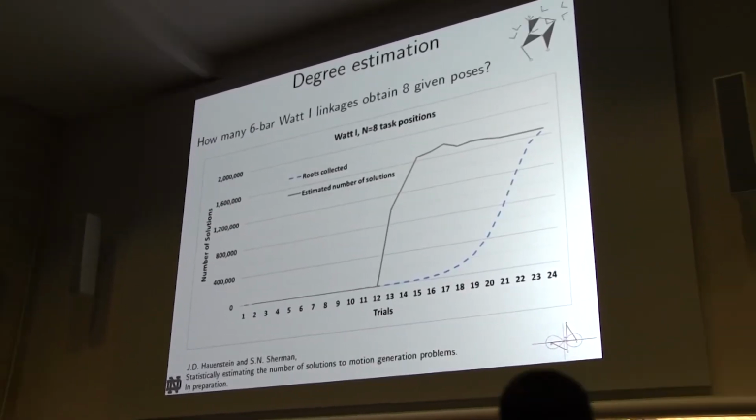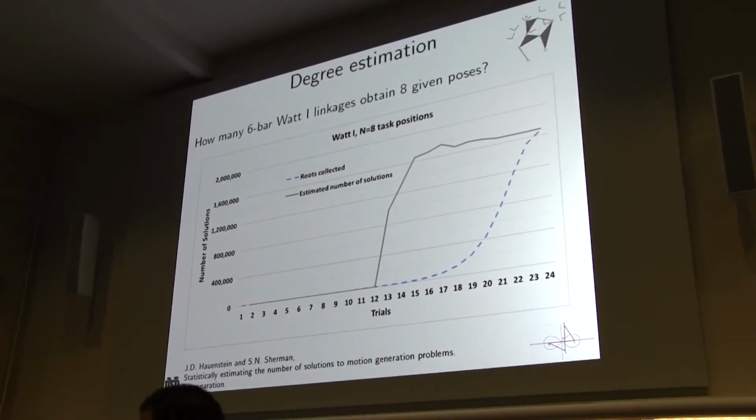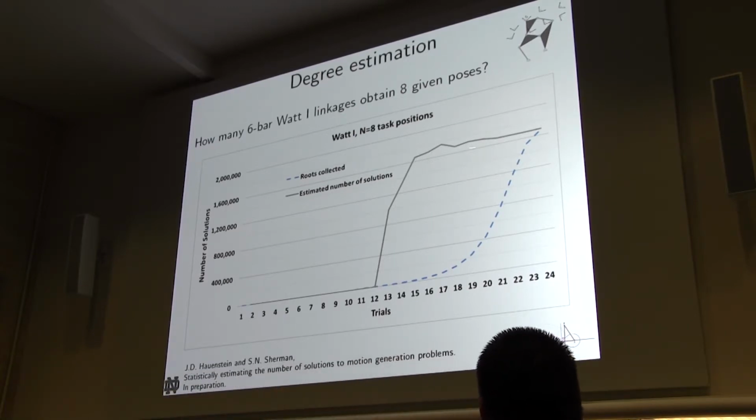So we tried this on the 8-pose problem. We started with 1 point. We did a monodromy loop. It came back to a new thing. And then we took those 2 points, did a monodromy loop. They kept coming back to new points until the 13th trial. And so then we can start to get estimates.